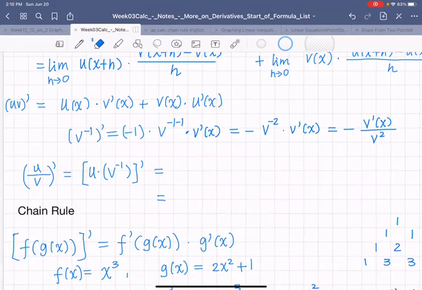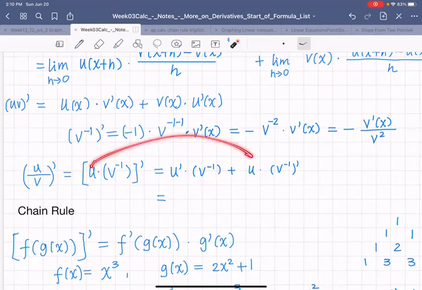Any volunteer? Angela. How do I use the product rule? So you simplify it, and then it becomes u prime times v to the power -1 plus u times v to the -1 prime. As the product rule here, this guy prime times this guy copied down, plus this guy copied down times this guy prime.